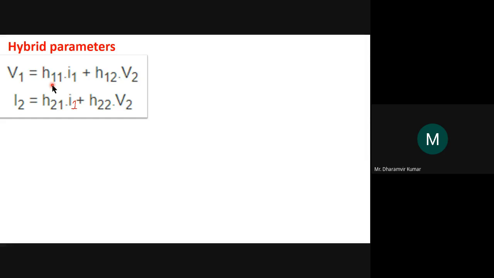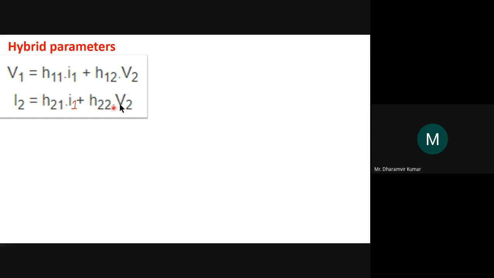Now look at the second equation. This I2 is the current, so this term should have a unit of ampere, and this term should also have a unit of ampere. This is I1, already a current, so we don't need any extra unit. So H21 becomes a unitless quantity, and V2 is voltage. H22 becomes a conductance, so when you multiply the conductance with the voltage, it becomes a unit of current.